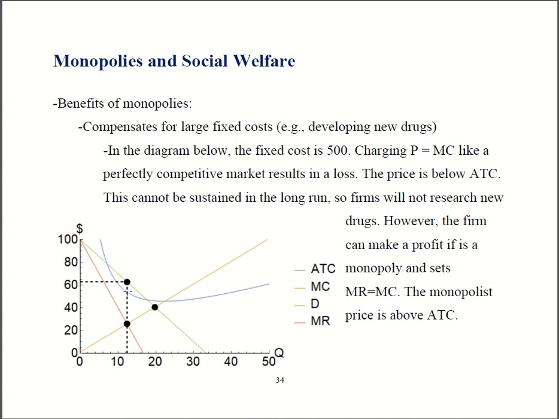So the monopolist strengthens incentives that the perfectly competitive firm would not have, and that can be welfare enhancing if you have a large fixed cost. So that's one possible benefit of a monopoly, even though typically monopolies are a bad thing. This is an exception.